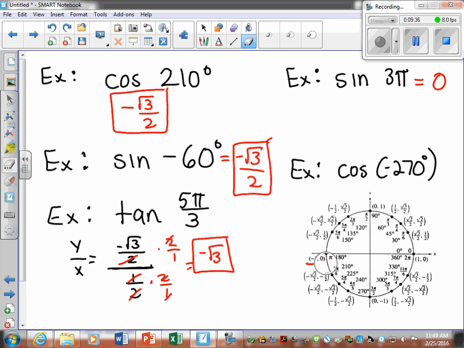And our last one is go in a negative direction 270 degrees. That puts me here, right on this ordered pair. So what's the cosine value? X, which is 0.